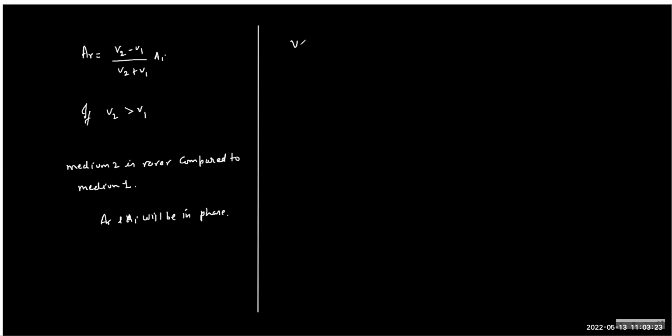But if V2 is less than V1, the other medium is the denser one. If V2 is less than V1, then AR will be negative. I mean, AR will be reversed. So AR and AI will be out of phase.